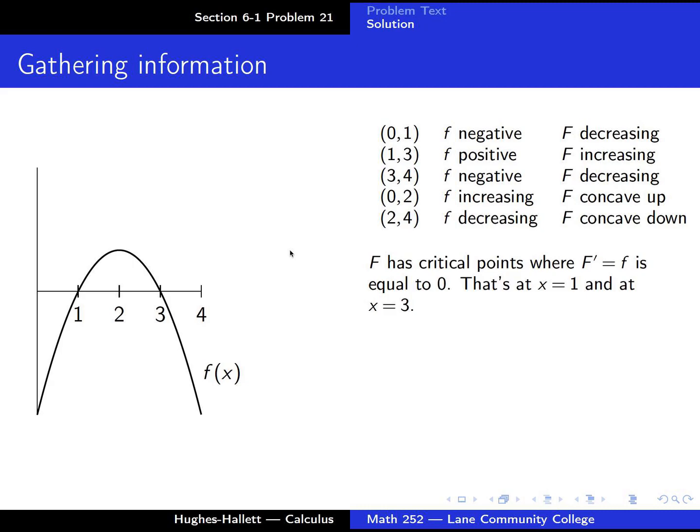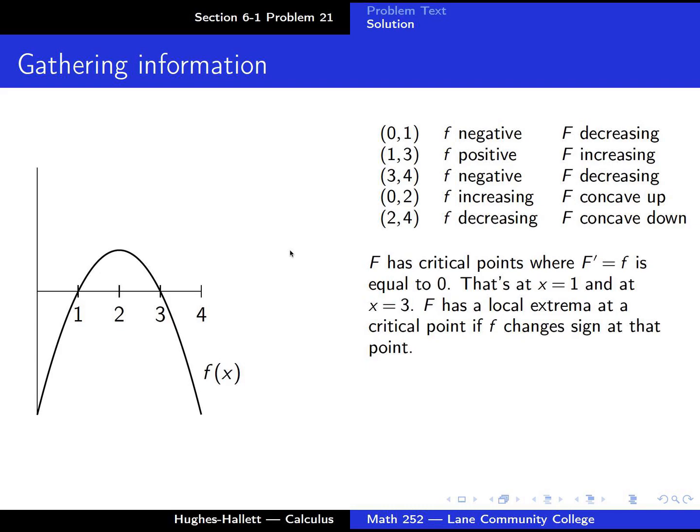Now, capital F has critical points wherever its derivative, little f, is equal to 0. You can look at the graph and see that's when x is equal to 1, and again when x is equal to 3. Now, you have a local extremum for capital F at a critical point if the derivative, little f, changes sign at that point.